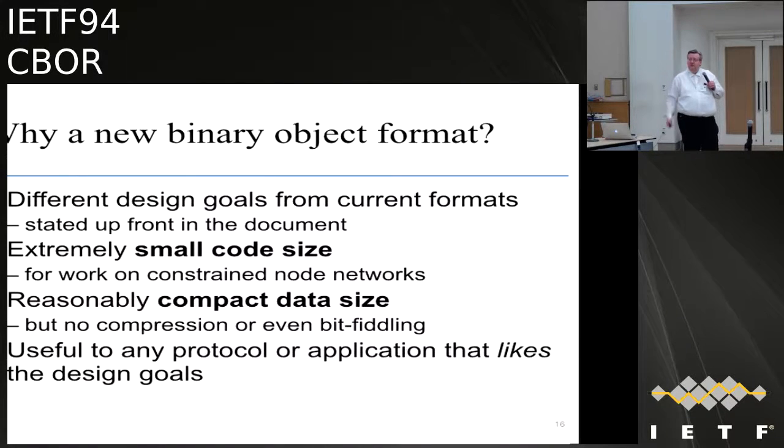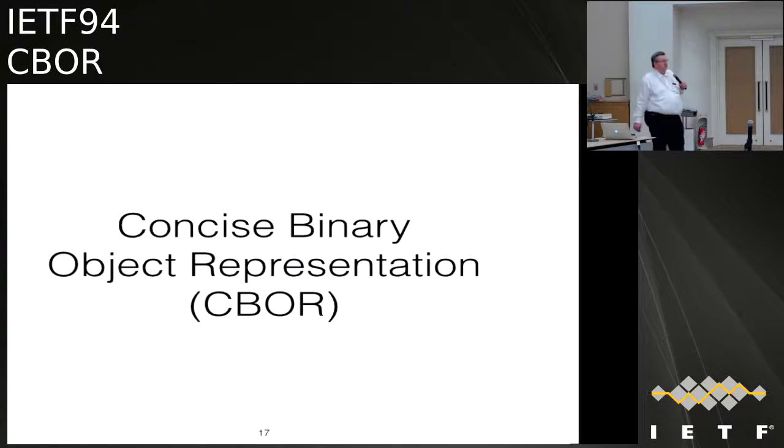So the data size was supposed to be compact, but not with extensive bit fiddling, which would have increased the code size again, but just with a very natural mapping between the internal representation types and the interchange types. So 2 years ago, we actually started writing this up and came up with something which is called concise binary object representation.